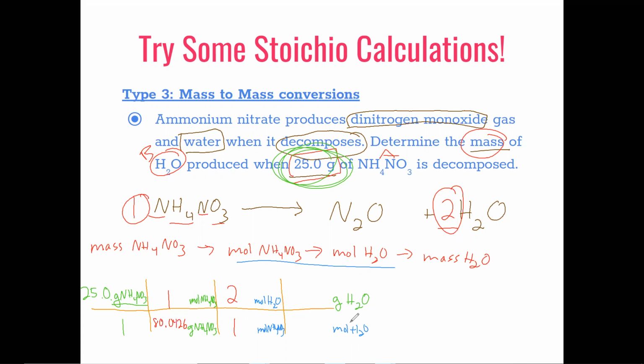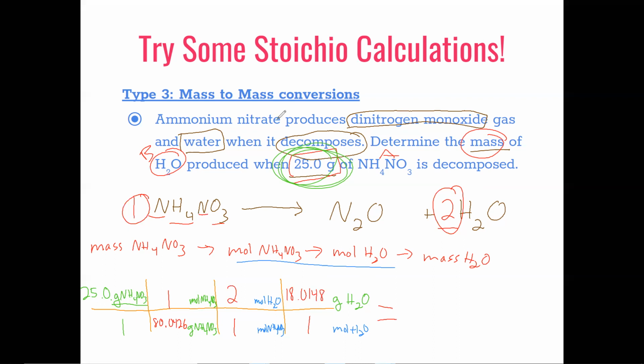Then to do our last step of the conversion, for every 1 mole of water, there are a certain amount of grams of water. So you take that 15.999 grams of oxygen and add it to 2 of your 1.0079 hydrogen. So when I do that on the calculator, I get 18.0148 grams of water.